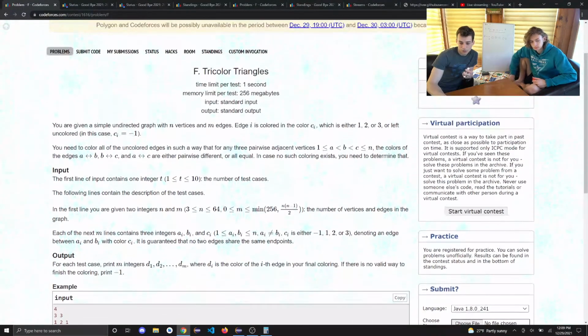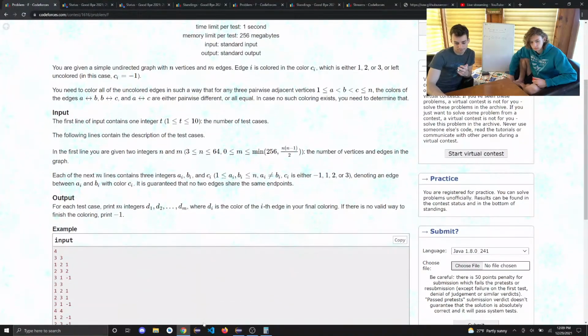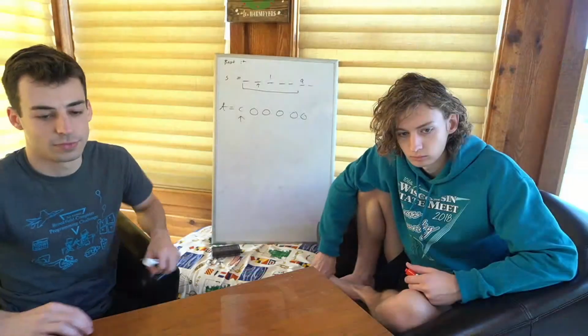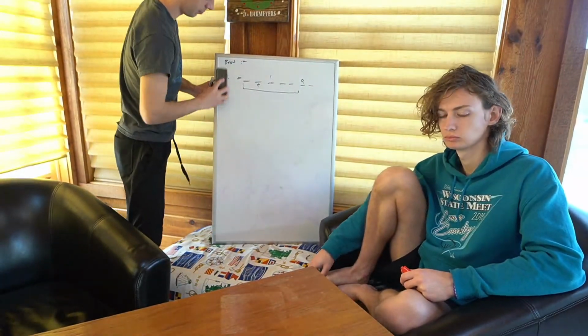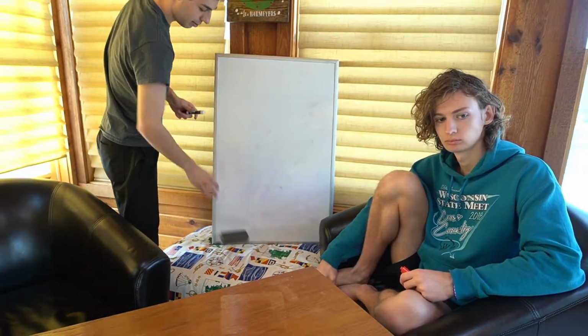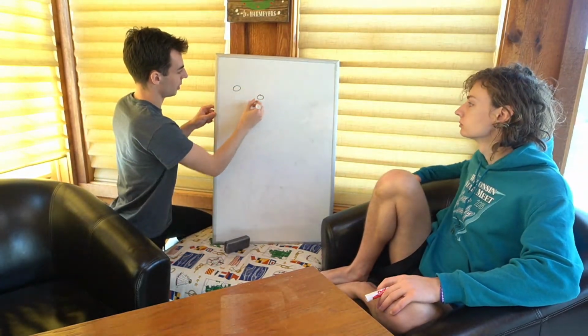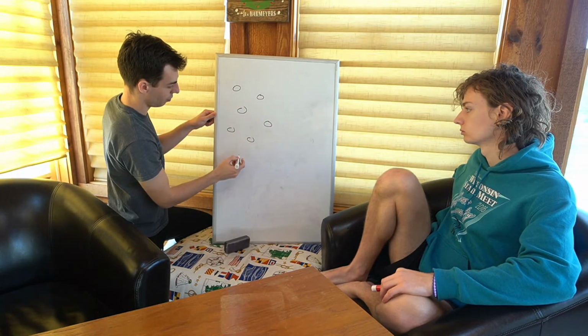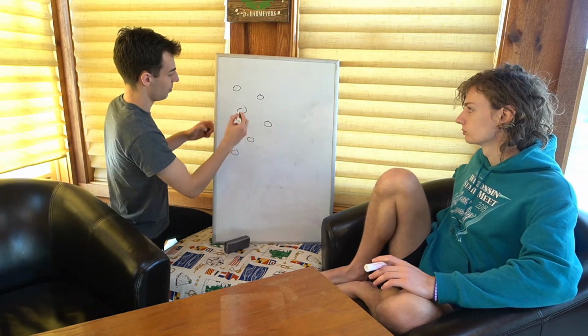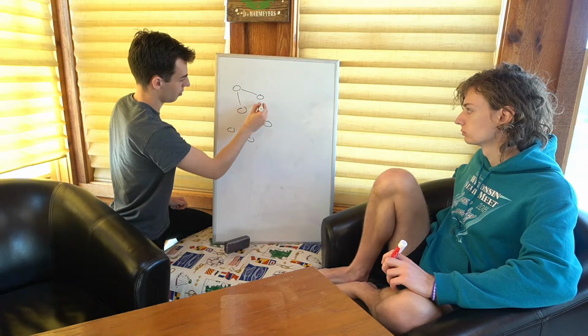Okay, so yeah, tricolored triangles. What is the problem? You haven't read this, have you? No. Okay, so you've got a graph, and the graph may have some cliques of size 3 in it, and it may have some other stuff too. So maybe the graph looks like this.